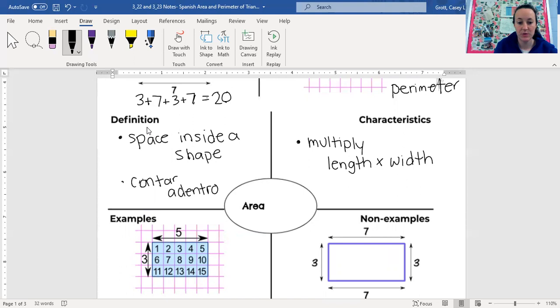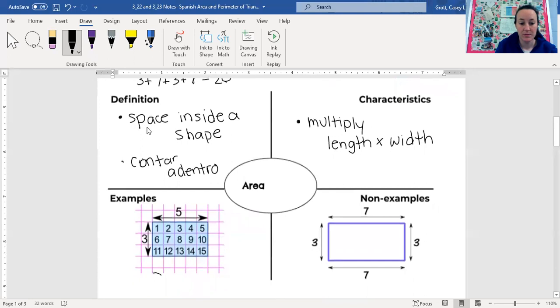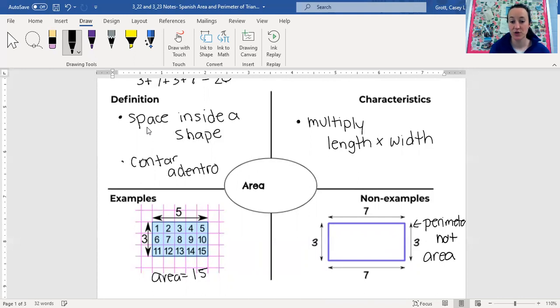So if we look here, we counted how many boxes were inside. So my area here is equal to 15. But over here, they are showing the perimeter, not the area. Okay, perimeter is going to be the outside of everything. Area is going to be the inside of everything. That's going to be for rectangles. We're going to talk about triangles. We're also going to talk about circles.